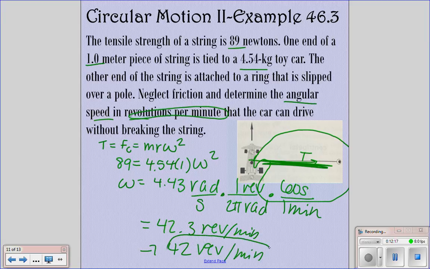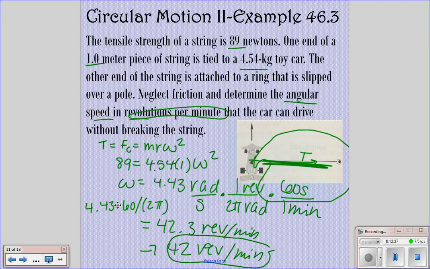Okay. If that's not what you got when you plug this into the calculator, make sure that you do 4.43 and then times 60 and divide by parentheses around your 2 pi. You've got to put the parentheses, otherwise it's going to divide by 2 and then multiply by pi.